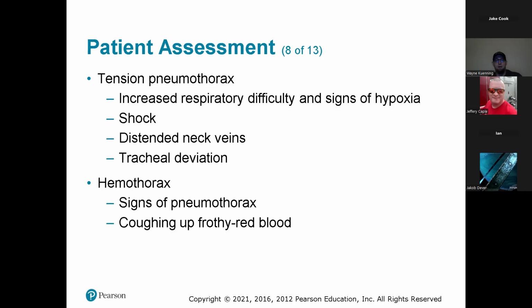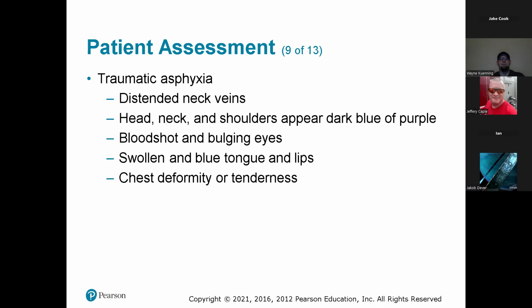Hemothorax is exactly the same, except they start coughing up bubbly blood. It's the easiest way to explain it. And it's inconsistent. Traumatic asphyxia: distended neck veins, head, neck, and shoulders appear a dark blue color, bloodshot and bulging eyes, swollen and blue tongue and lips, chest deformity or tenderness.